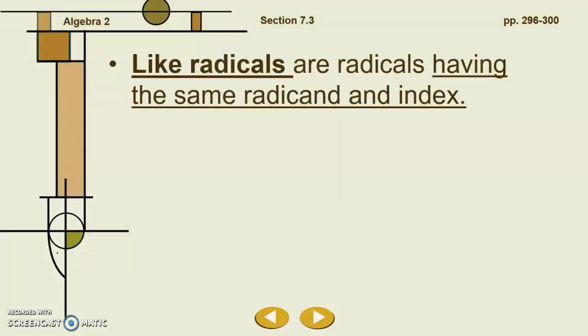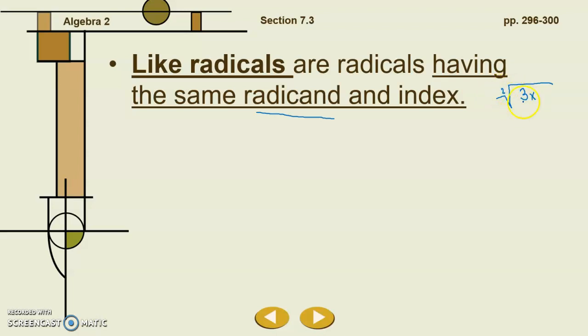When you hear the term like radicals, they are just like terms. Like radicals are radicals having the same radicand and index. Remember that what's under the root symbol is the radicand. So if I had the square root of 3x here, this would be my radicand, and my index is this little number that's right here. And if there's not a number here, then it's implied that it's a 2. This is a square root.